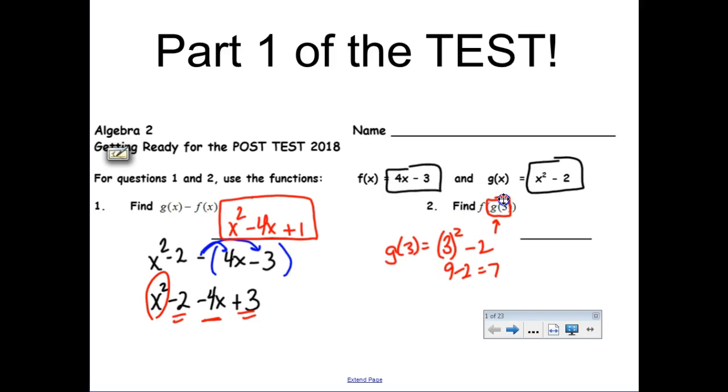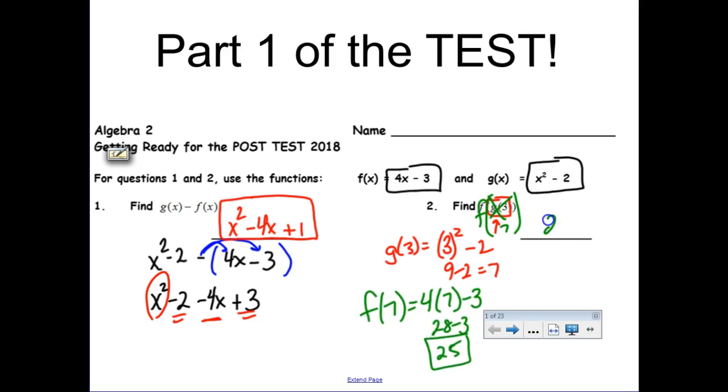Now, that's not the end of the story, though, because if this is 7, now it says find f of 7. So that's what we're going to find out, and that's actually going to be the answer to our question. So function f with a 7 plugged in would be, what, 28 minus 3, so 25? The second answer you get, the final answer, that is your actual answer. So make sure you're putting that on the line there.